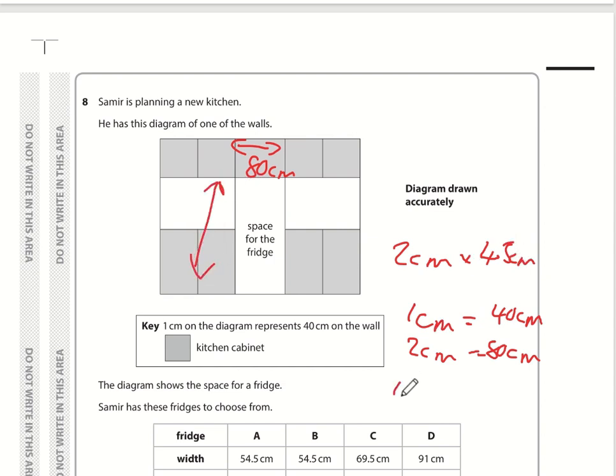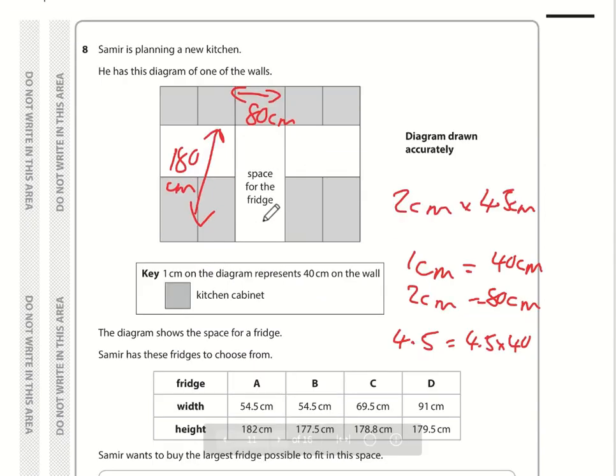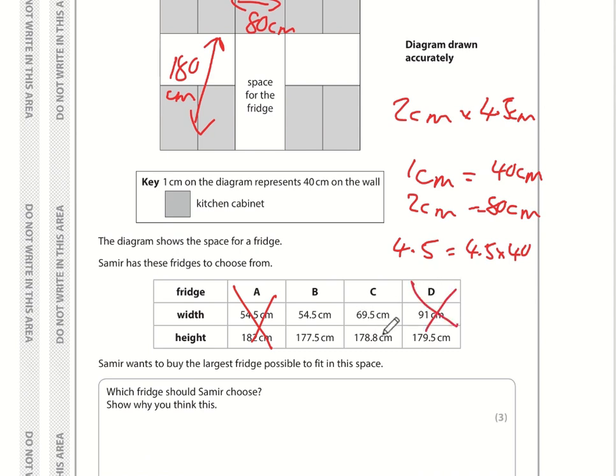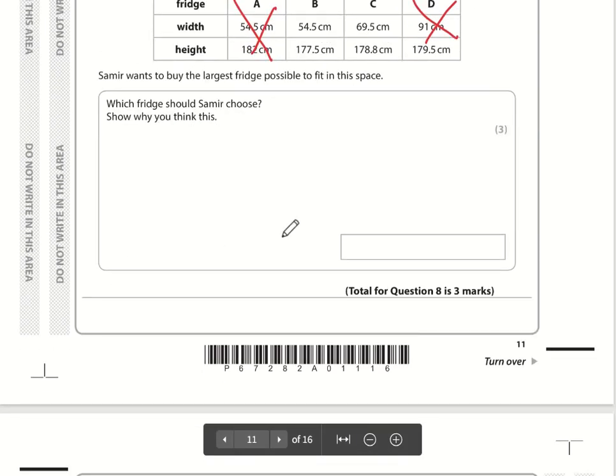4.5. If 1 is 40, 4.5 is going to be 4.5 times by 40, and 4.5 times 40 is 180. So we want a fridge that is as close to 80 by 180 as possible. So A won't work, it's too tall. B works, C works, D does not work because it's too wide. So Samir wants to buy the largest fridge, so which one is larger, B or C? Well, C is larger, it's wider, and it is taller. So the answer here is fridge C.